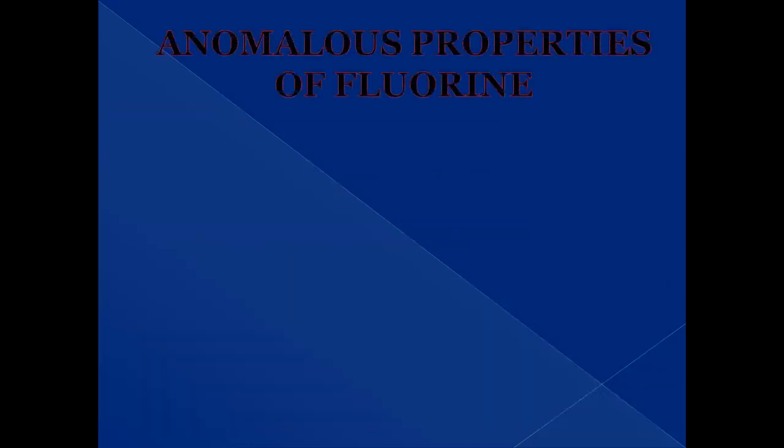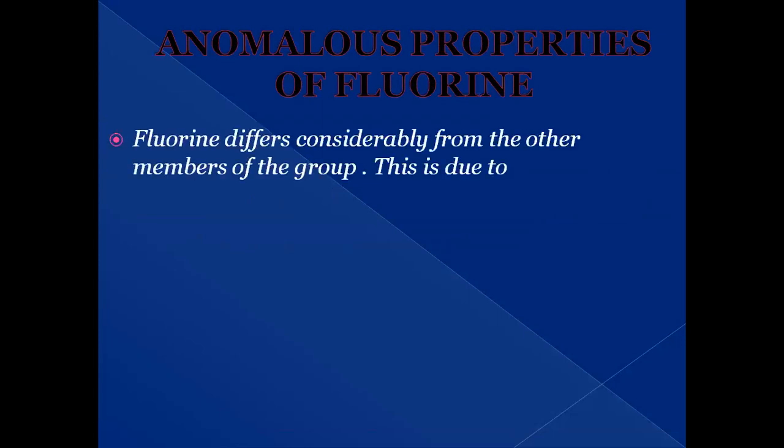Coming to the next, that is the anomalous property of fluorine. As I have already mentioned, fluorine can show only an oxidation state of -1. That also comes in its anomalous properties. Now the question is why fluorine shows anomalous properties.